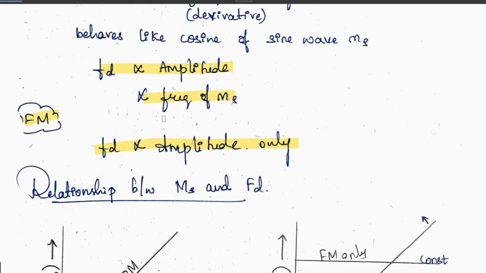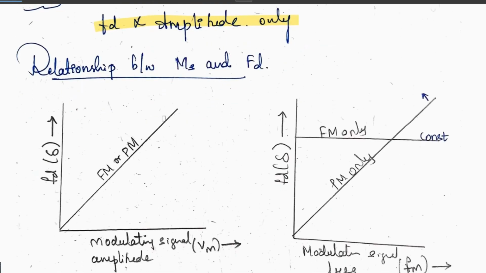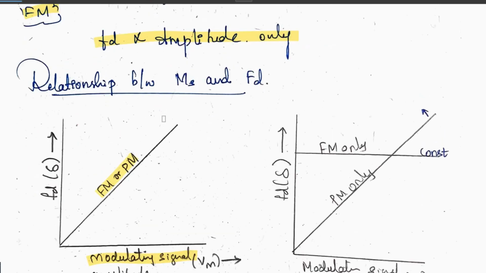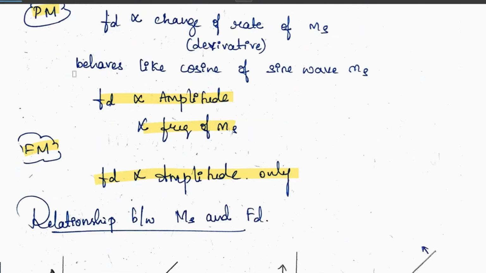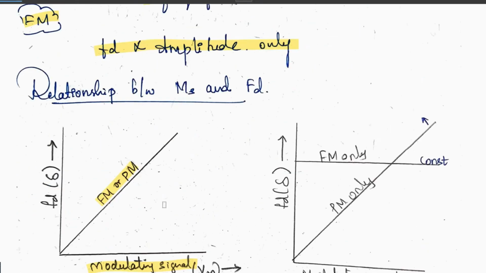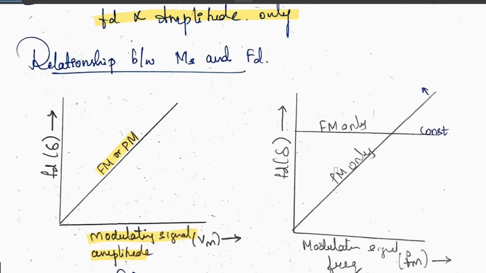The relationship between the modulating signal and the frequency deviation you can observe here. For both PM and FM, the deviation depends on the amplitude of the modulating signal. FM and PM are directly proportional to amplitude, so we get a slope like this. But for the modulating signal frequency, PM varies, whereas FM is constant.